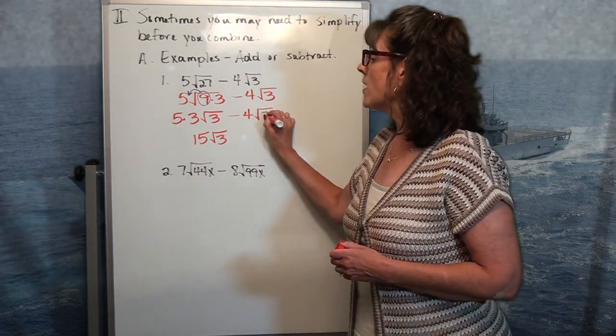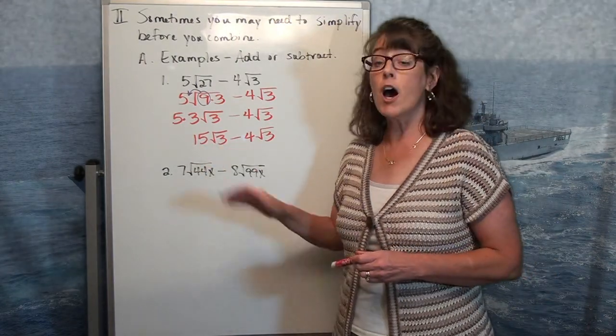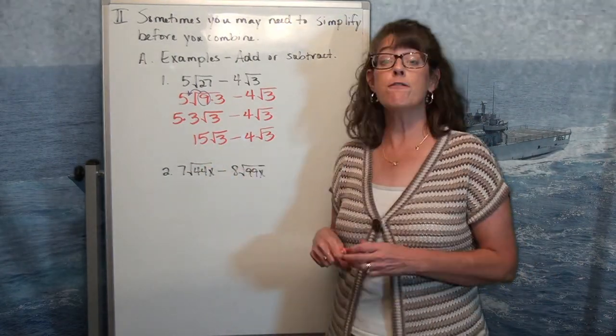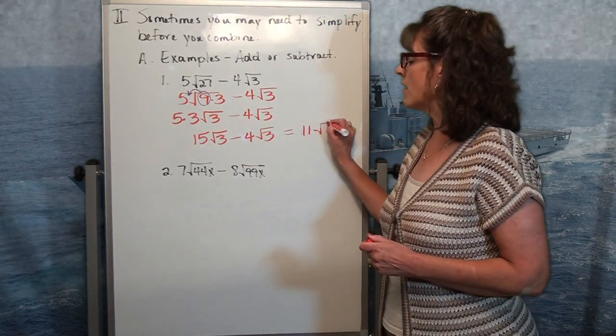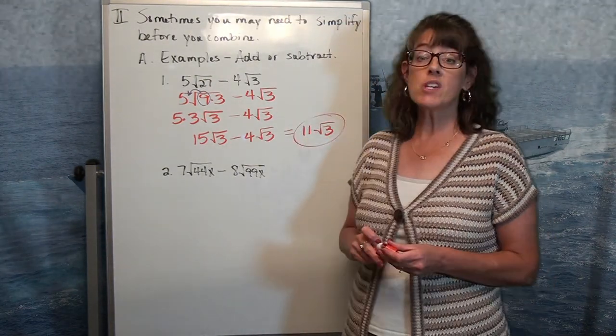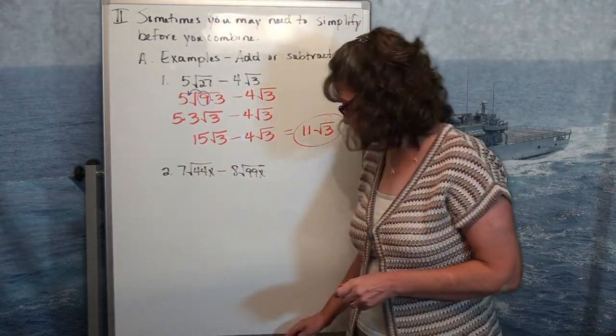So now they are like radicals. And so I have 15 of these square roots of 3. I'm taking out 4 of them. How many of them are left? I now have 11 of those square roots of 3. So once again, I'm going to retain the radicals that are alike, and I'm going to work the coefficients.